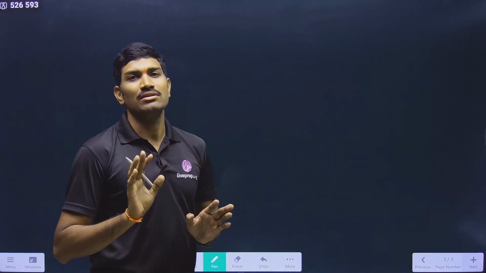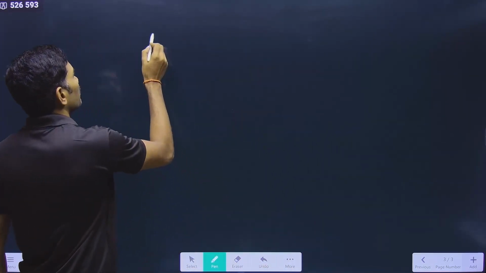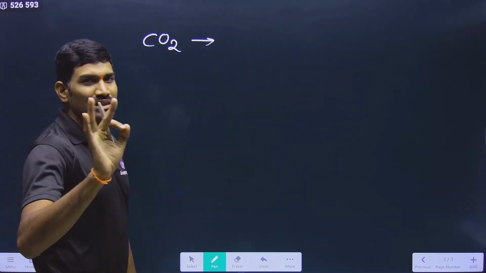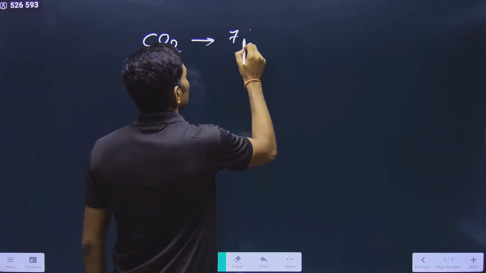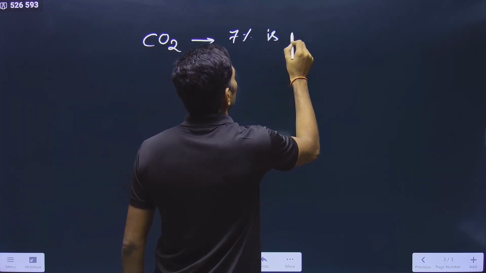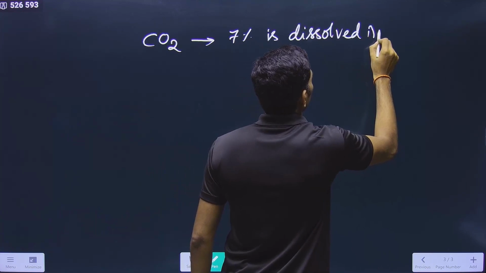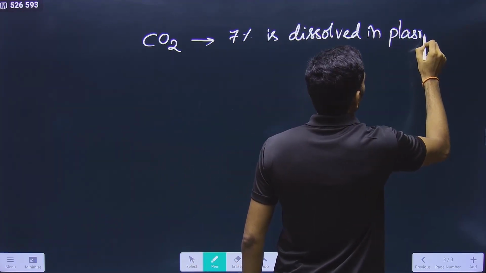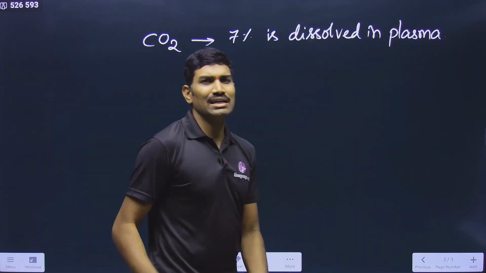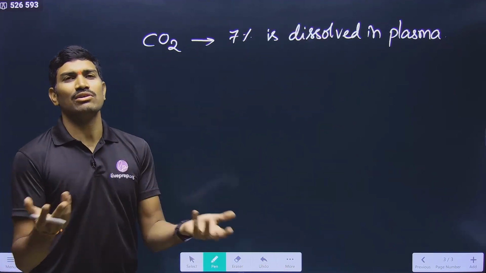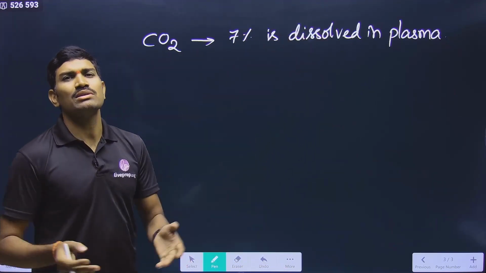Through the blood. In the previous lecture also we studied this. The CO2 is transported in 3 different ways. 7% is dissolved in the plasma. Directly in the blood plasma it is dissolved, so along with the blood plasma it reaches the alveoli. That's it. There is not much explanation here.